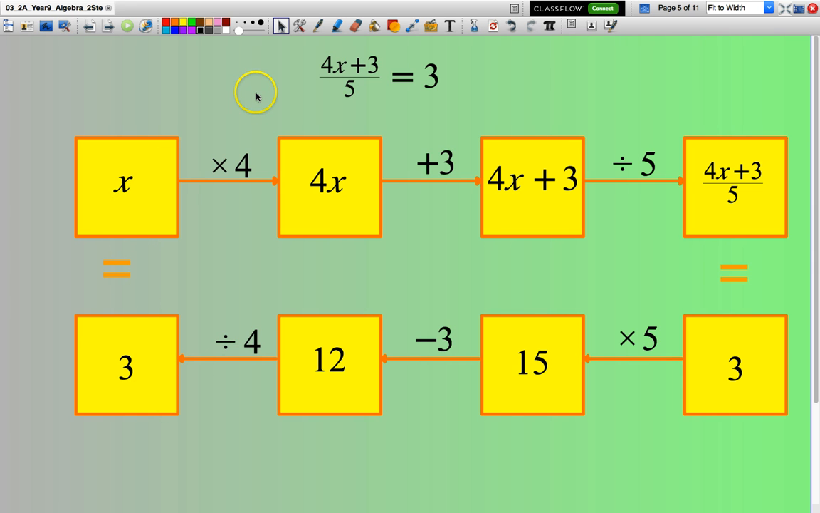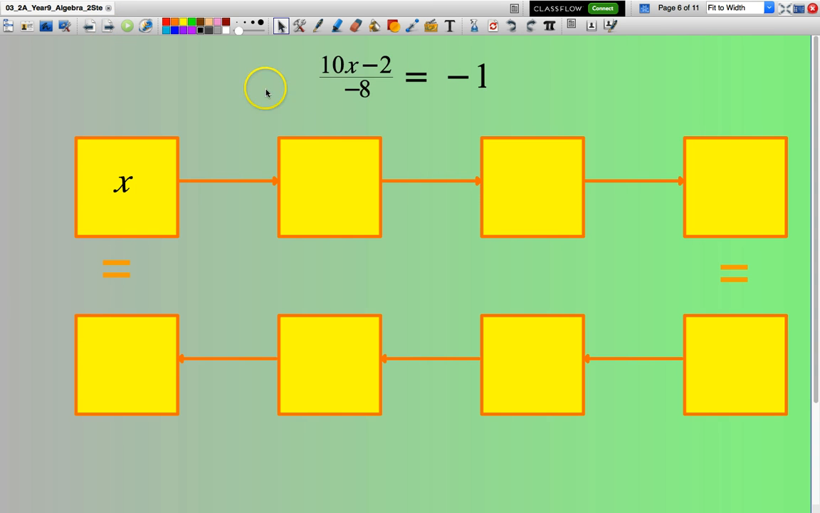Let's just double check that. So 4 times 3 is 12, plus 3 is 15. 15 divided by 5 equals 3, which is correct. Okay, now we'll move on to the second question. This time, just slightly more complicated because it has a couple more negatives in there.